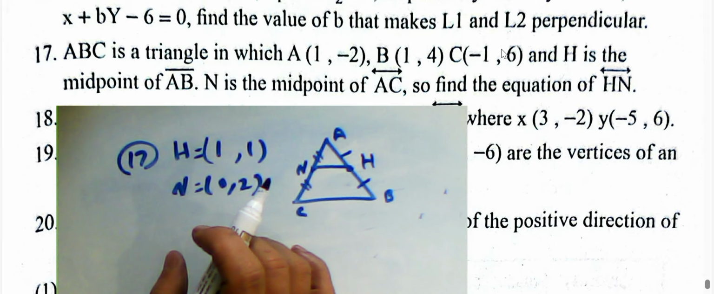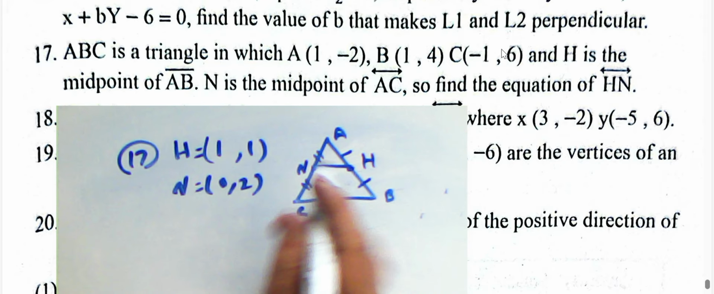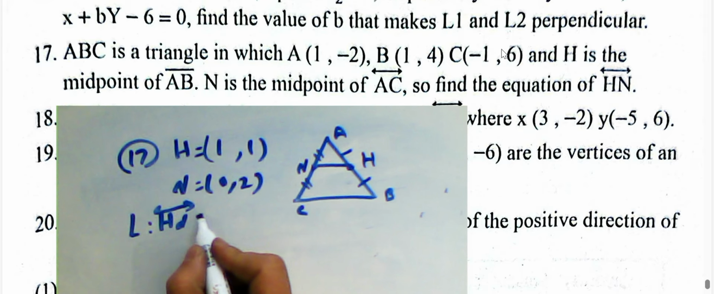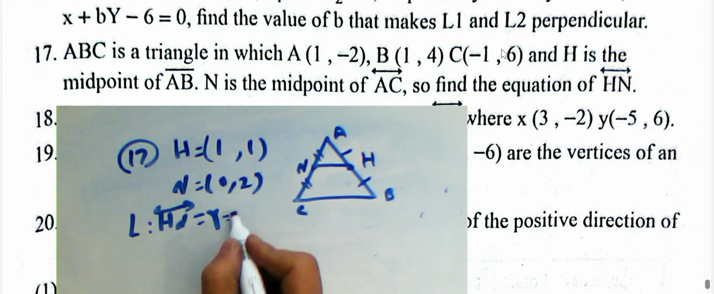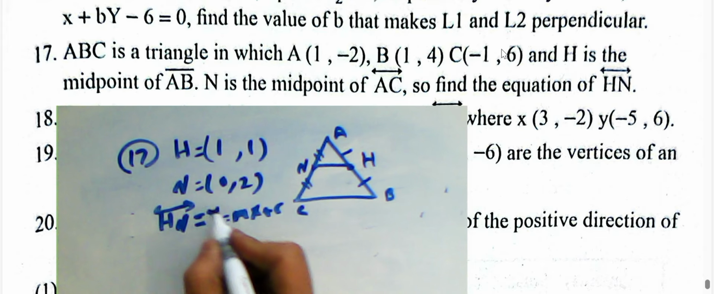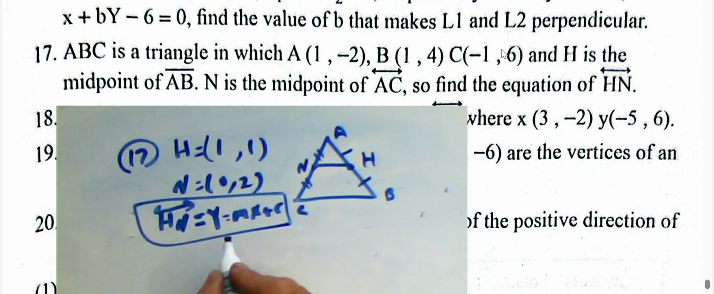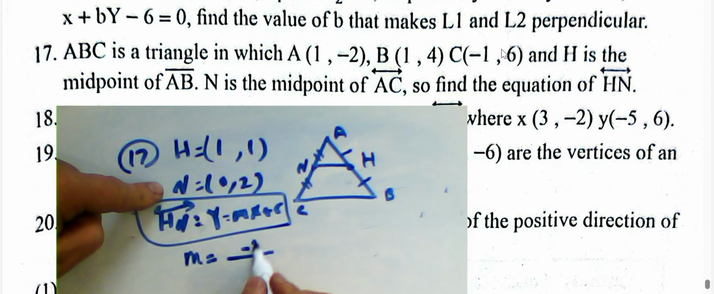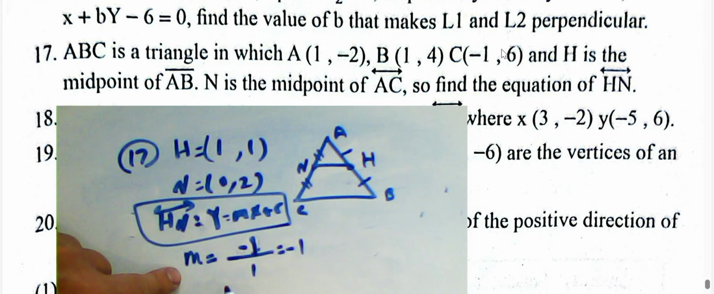Now I will find the equation of NH. Let the equation of straight line HN be y equal mx plus constant. How can we find the slope? We have H and N. The slope equals (y2 minus y1) over (x2 minus x1): 1 minus 2 is -1, over 1 minus 0, which is 1. The result will be -1. The slope is -1.